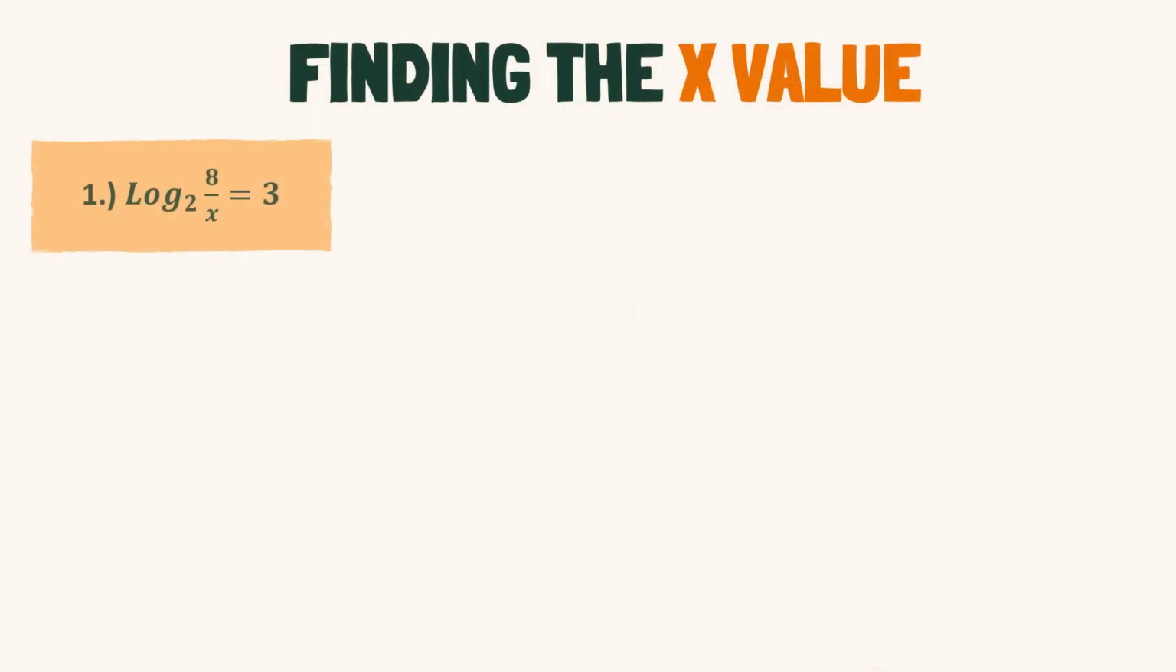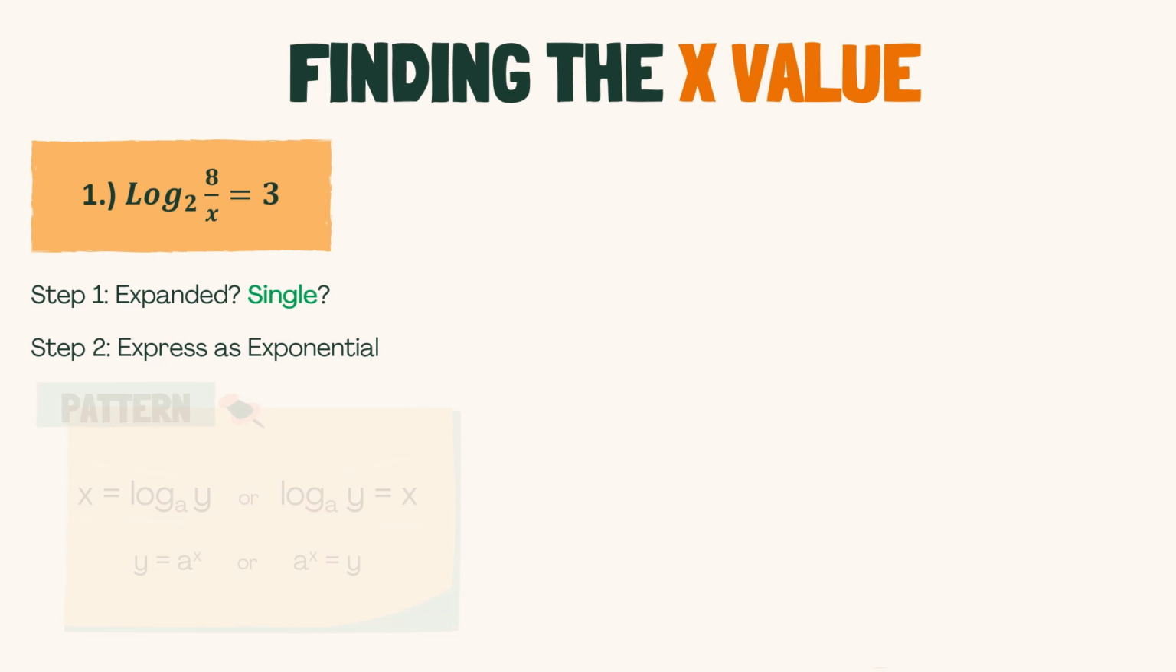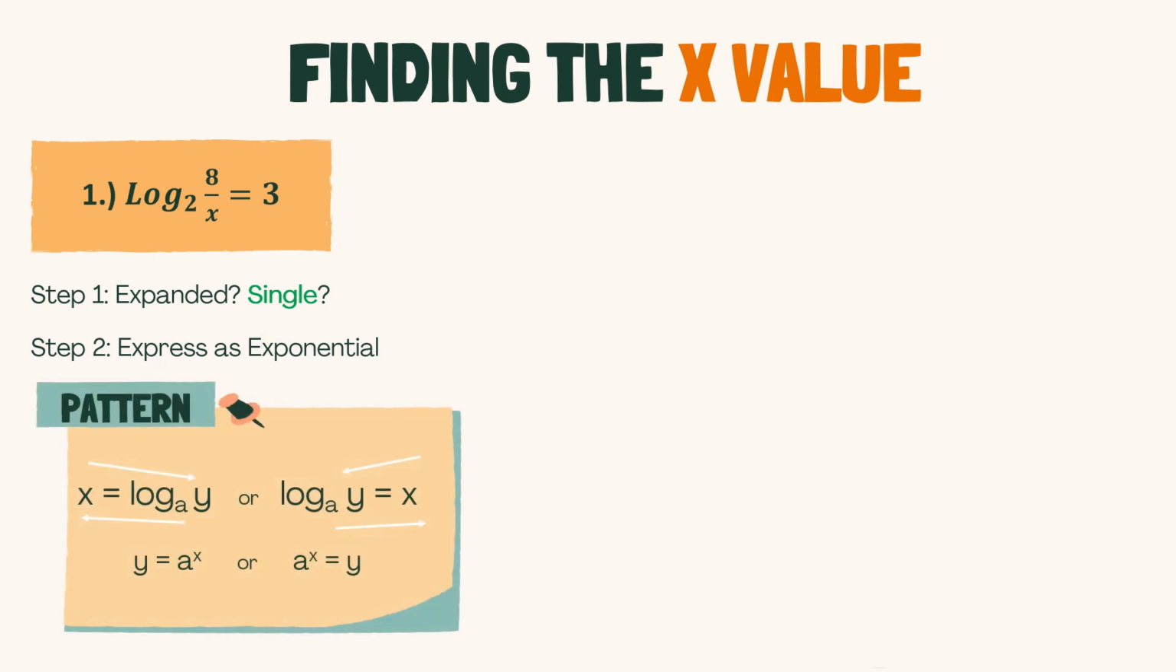Example 1. Log base 2 of 8 over x equals 3. First, identify if the equation is expanded or single. In this example, the given is already single. That means we can proceed to expressing it as an exponential function. Remember the pattern in changing logarithmic to exponential function. This will now become 2 to the power of 3 equals 8 over x.